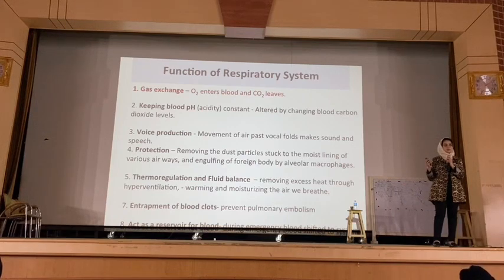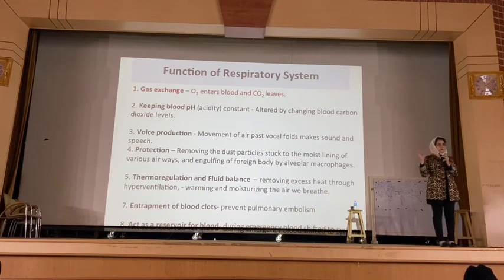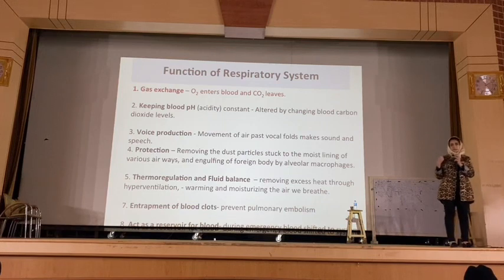For example, when you are coughing in a smoky area, the bronchi constrict in order to decrease the amount of smoke inhaled. Common protection in the respiratory system: we have cilia and mucus that entrap the foreign body and prevent it from going to the much deeper areas of the respiratory system, like the alveoli.